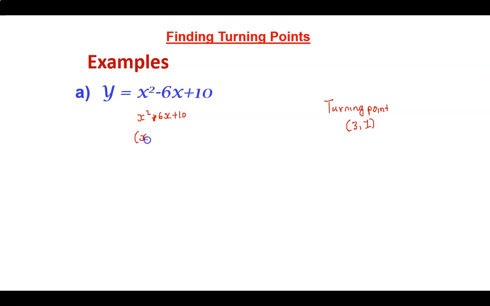So we halve the 6 and square it. If we square it, we get 9, so we don't need that 9, we need to correct it by 9, so that's what we got. x minus 3 squared plus 1. That's what we got. Now, if you compare, here we got plus 1, so this is our y, and for x we need to change the sign, so minus 3 becomes plus 3.